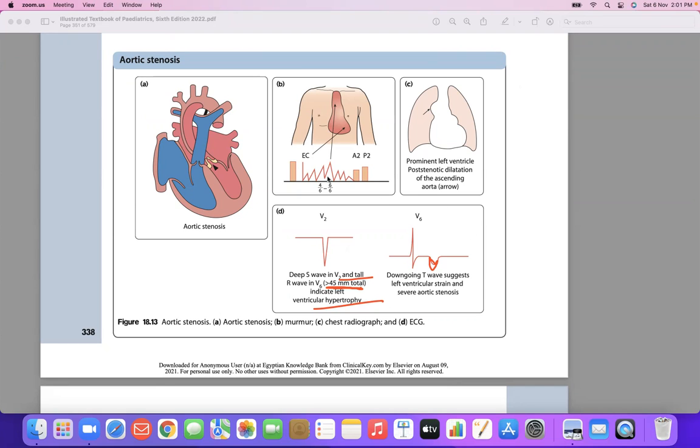Now the X-ray. Since we saw there is left ventricular hypertrophy, there is a prominent left ventricle, and also you see this arrow: because there is a stenosis, you can have post-stenotic dilatation of the ascending aorta. As the aorta arises from the left heart, it goes like this, coming towards the right side. So there can be post-stenotic dilatation here.